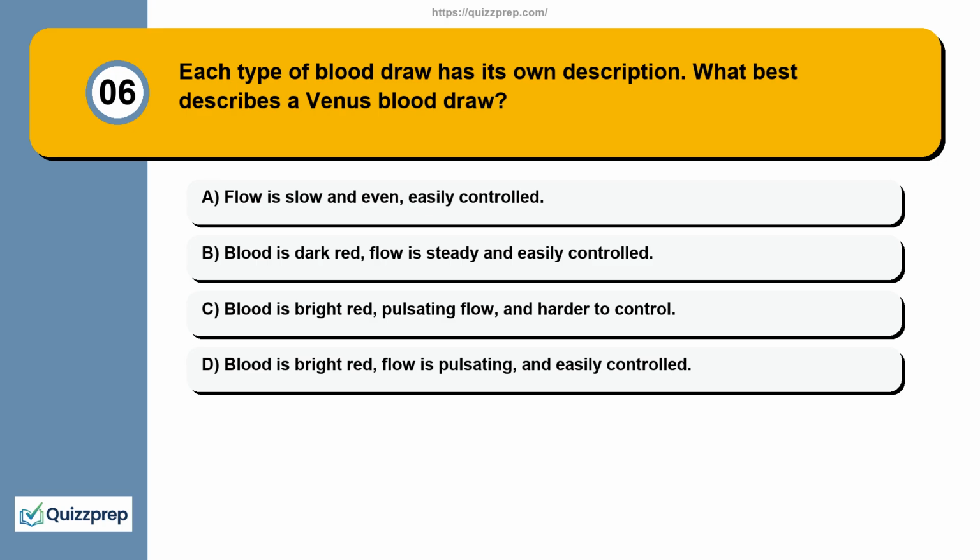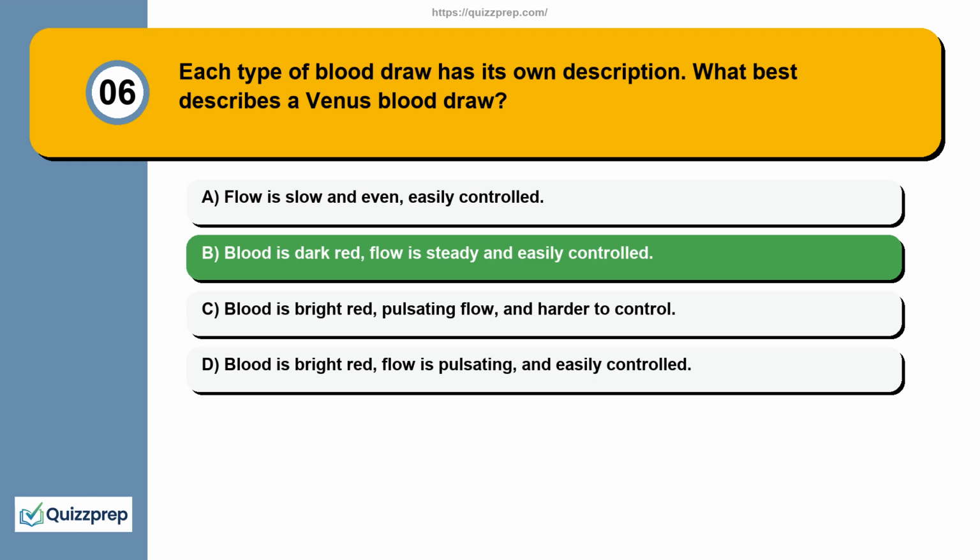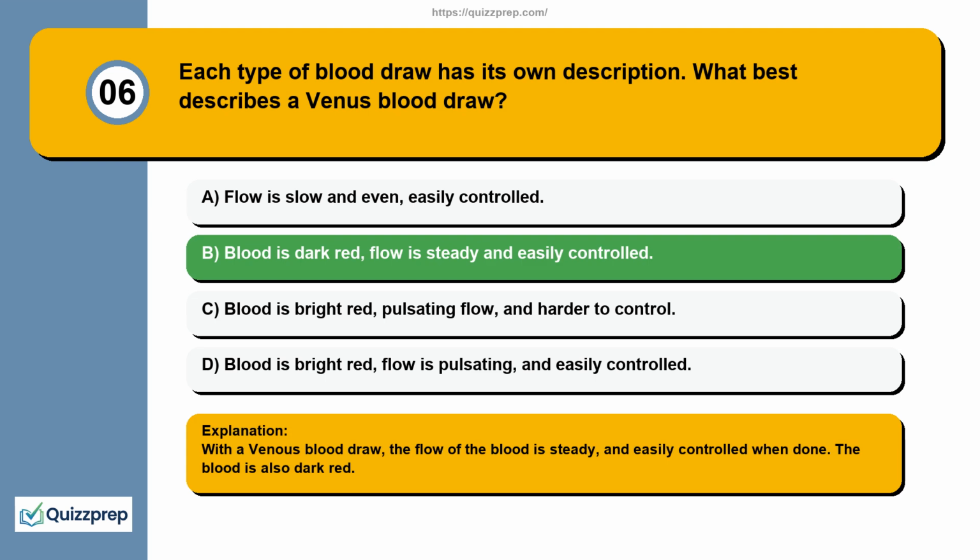Question 6. Each type of blood draw has its own description. What best describes a venous blood draw? Flow is slow and even, easily controlled. Blood is dark red, flow is steady and easily controlled. Blood is bright red, pulsating flow, and harder to control. Blood is bright red, flow is pulsating, and easily controlled. With a venous blood draw, the flow of the blood is steady and easily controlled. The blood is also dark red.